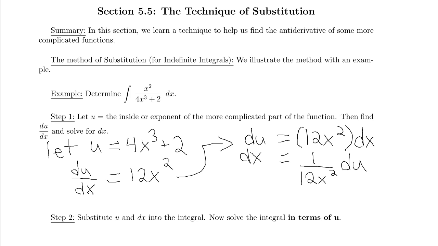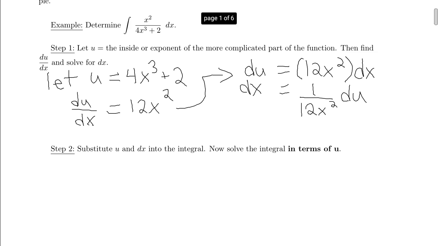Okay, so I like to write it that way. And so we've solved for dx. We know what dx is equal to in terms of u and du. Step 2 then says to substitute u and dx into the integral. And now our integral should be entirely in terms of u.